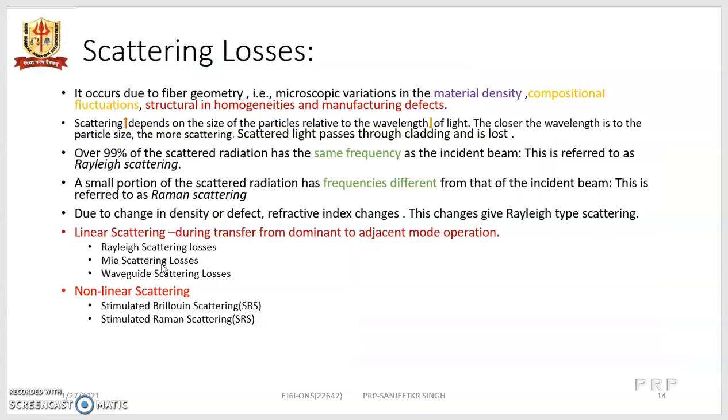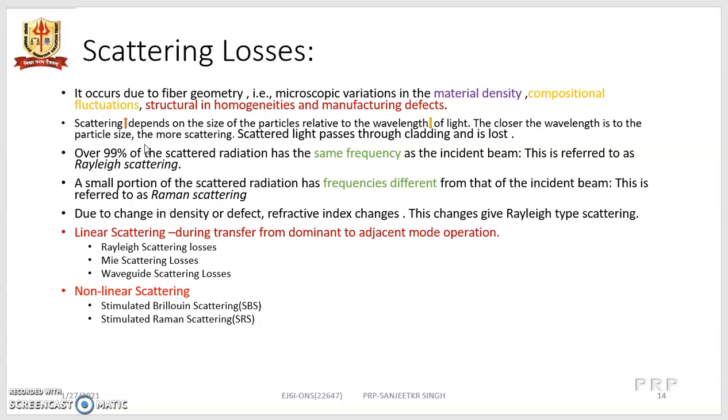So now let's see what is a scattering loss. Scattering loss is basically the loss that is caused by the interaction of light with density fluctuations within a fiber. These density changes are produced when optical fibers are manufactured, and the microscopic variations in the material density, compositional fluctuations, structural inhomogeneities, that is non-uniformities, and manufacturing defects. These are the major reasons of a scattering loss.